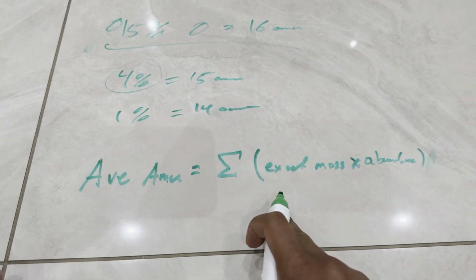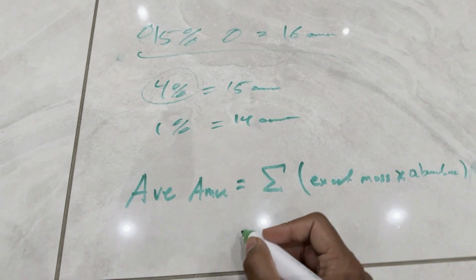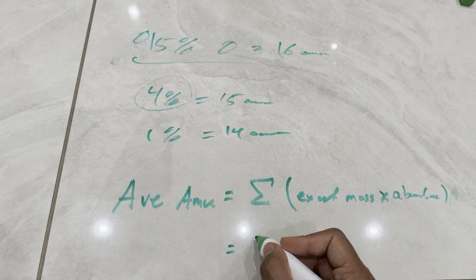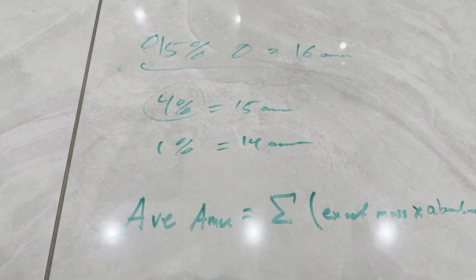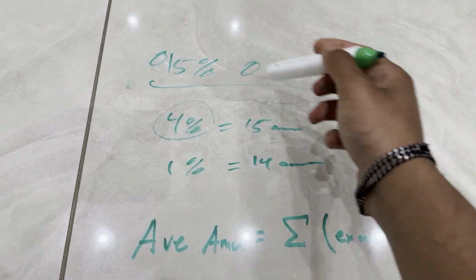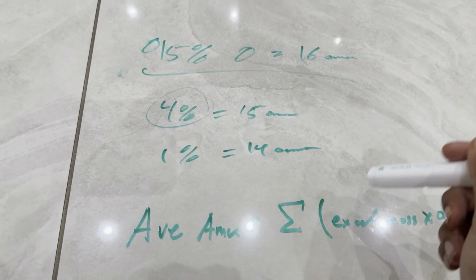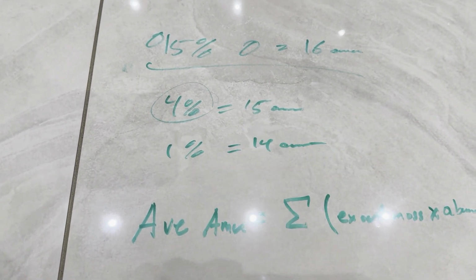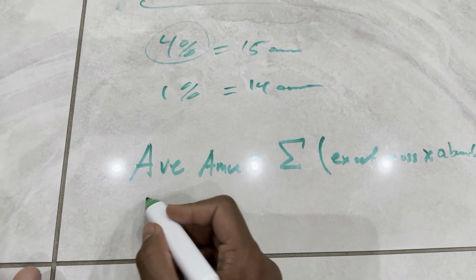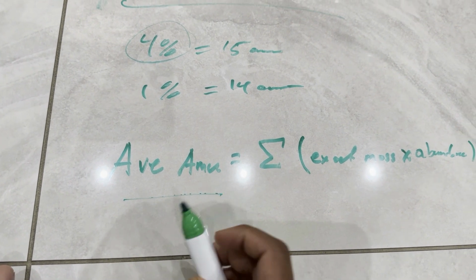For this example, what this equation would look like is, I'm not going to write it because we have to quickly do this, 16 times 0.95 in brackets plus 15 times 0.04 plus 14 times 0.01. Add those all up, and that's how you get your average atomic mass. Simple things. Let's speed along, speed of light.